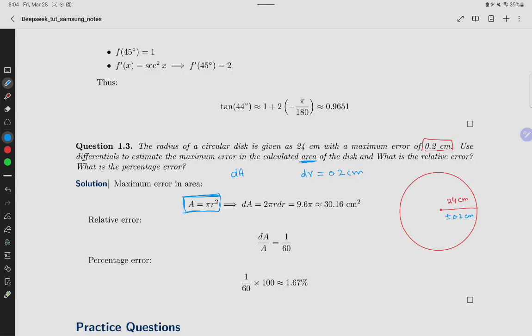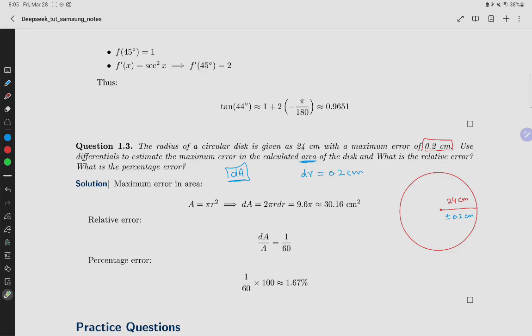Delta r or dr, both are the same, so we need to find dA, and we know that area is equal to pi r square. If we apply the differentials, we will have dA equal to 2 pi r times differential dr. Now 2 pi r we know the values, and dr is 0.2 centimeter. Just plug in the values: 2 times pi times 24 times 0.2 centimeter, and you will get 9.6 pi, or you can estimate it as 30.16 centimeter. This is the maximum error in area.